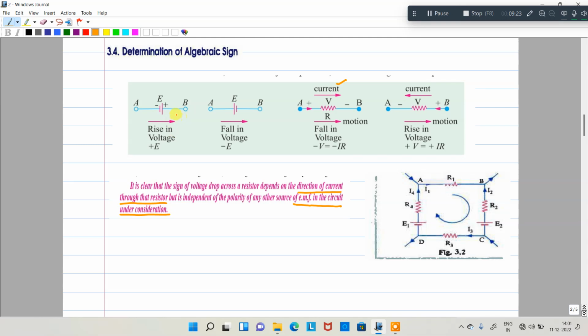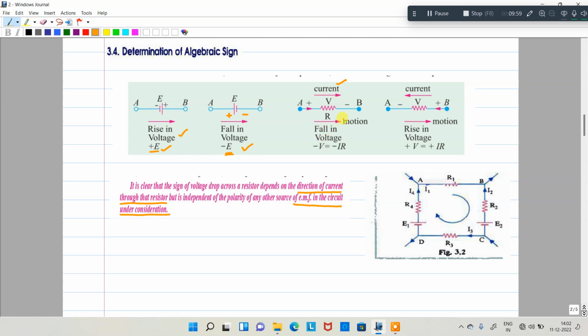Coming to here, the polarities of A and B, negative and positive, this is a rising voltage, right? The rising voltage concept is a plus E. Coming to here, the arrow direction, the polarity of the current direction from positive to negative, that is a fall in voltage. It is a minus E in the equations. While you are considering the equations, negative to positive we can consider as plus E, plus to minus you can consider as minus E, right? This is a convention you need to follow.